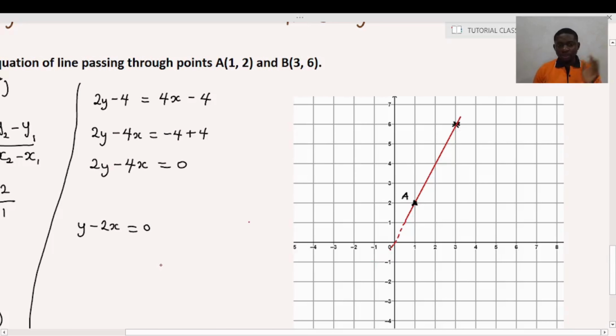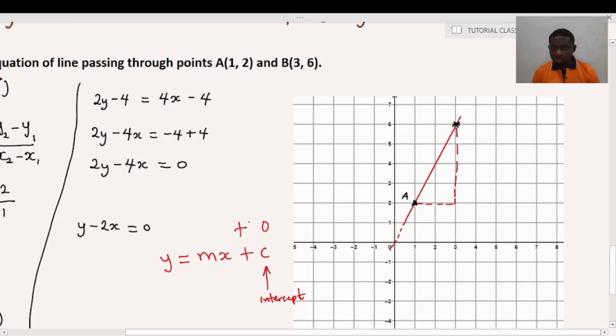That means bringing us back to the general formula that says y is equals to mx plus c, where c is the intercept on the y-axis. So if you look at it, the intercept on the y-axis is 0. So this is 0 plus. Now if you try to find the gradient of this line, look at it here, it's going to be like this.